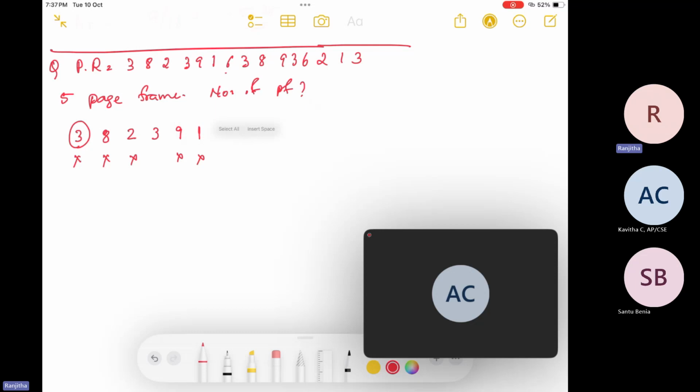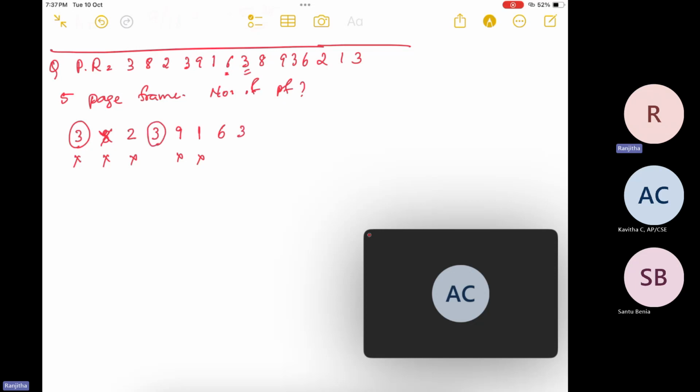Now when 6 is referred, 6 is not there. So the least recently used among these is 8. It's a page fault. 8 will be replaced and 6 will be brought in. Now when 3 is accessed, 3 is already there. We just bring it to the front. When 8 is accessed, 8 is not there. It's a page fault, it's a miss. So the least recently used one is 2. We replace this with 8.